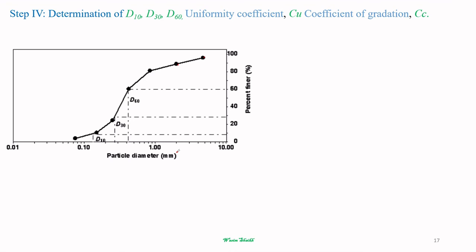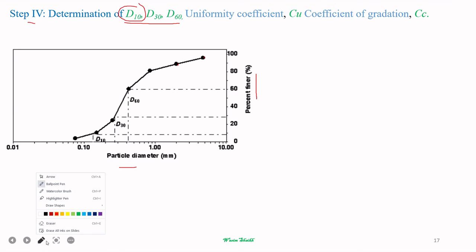Now, what about the calculation? Now we have to do this calculation. In step number 4, we first determine these values D10, D30 and D60. By the way, this D10 is also called the effective size. This name is given by Allen Hazen. We'll not go into the detail, but we'll determine these values using this graph. On the x-axis we have particle diameter, and on the y-axis we have percentage finer.